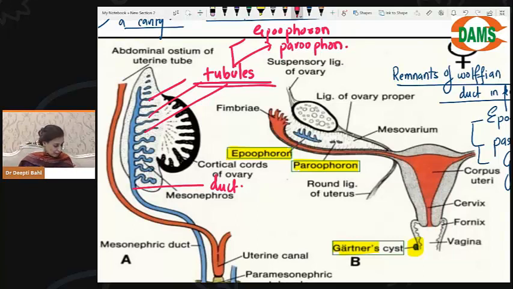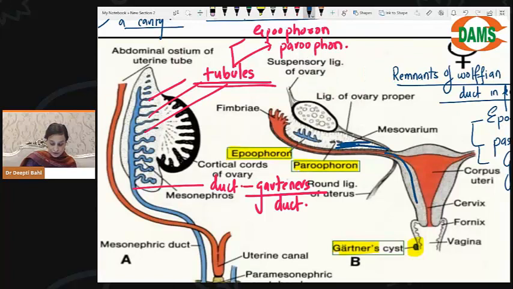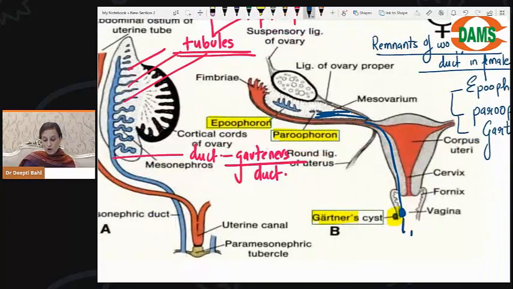So now remember that the epoophoron and the paroophoron come from the tubules, whereas Gartner's duct comes from the mesonephric duct. Now listen to me very carefully. Usually the Gartner's duct will be here. I will draw it blue. Sometimes the Gartner's duct may be present throughout its length, and the distal end of it gets blocked.